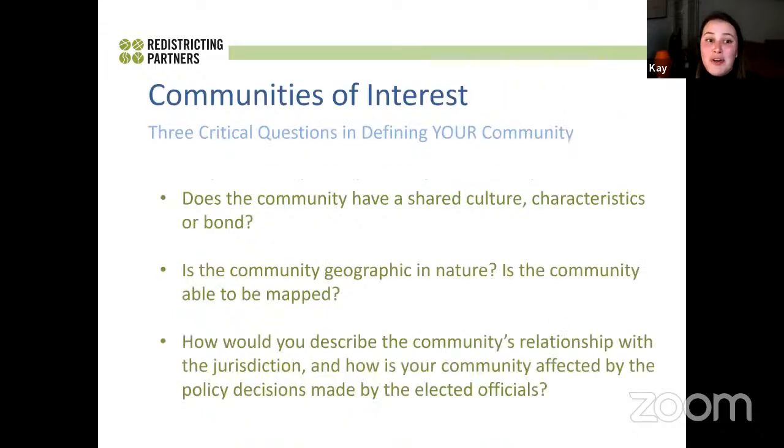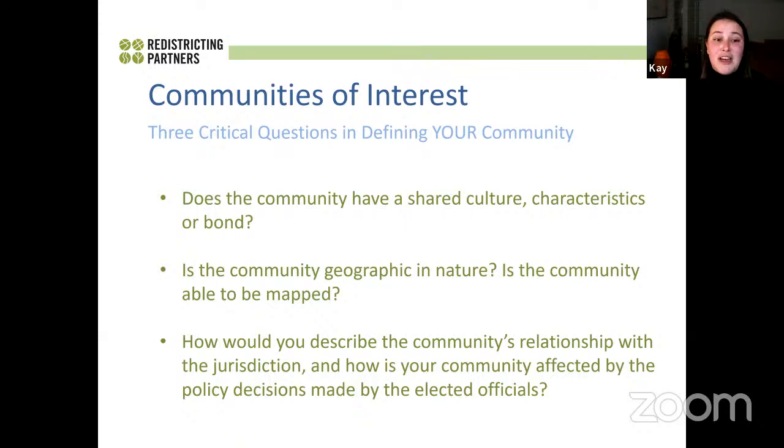When thinking of your community of interest, there are three critical questions that you want to ask yourself when defining your community. The first is, does the community have a shared culture, characteristics, or bond? When we think of this, our personal stories are very powerful. You want to ask yourself what makes your community unique, and imagine describing your community to someone who maybe wants to move to your community. Does your neighborhood share certain celebrations or traditions? Are there important places where your community gathers? What is the history of how your community has come together?